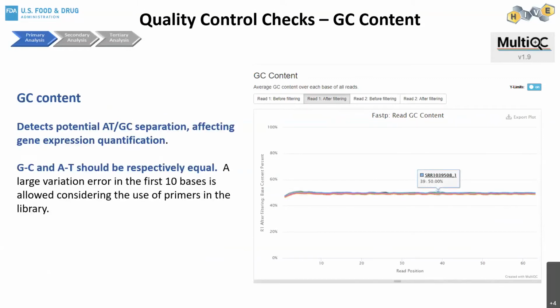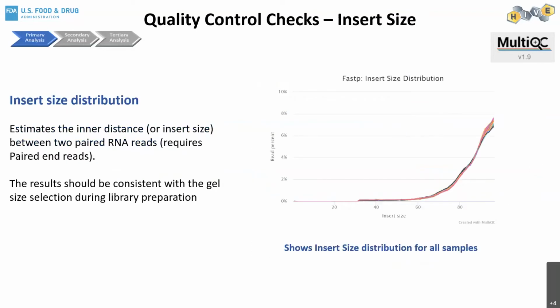The GC content, again, is important because it can help you detect potential AT-GC separation. It can affect gene expression quantification. What we are expecting is an equal ratio of GC and AT. A large variation in the first 10 bases on read number 1 is expected because of the primers, so that is considered a bias, but after the first 10 bases, the GC content should be relatively equal along the samples.